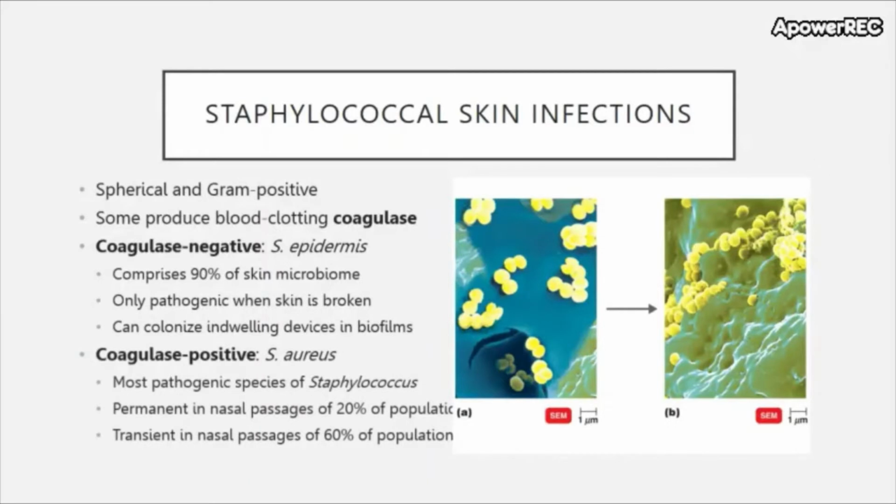Next up is Staphylococcus aureus, which is coagulase positive, and most pathogenic species of Staphylococcus are of this group. It is very common in the population. About 20% of the population has a permanent Staphylococcus aureus in their nasal passages, and about 60% have a transient population of Staph aureus. They tend to cause infections through the parenteral route, which means entry of the pathogen through skin and mucous membranes when these barriers are breached.